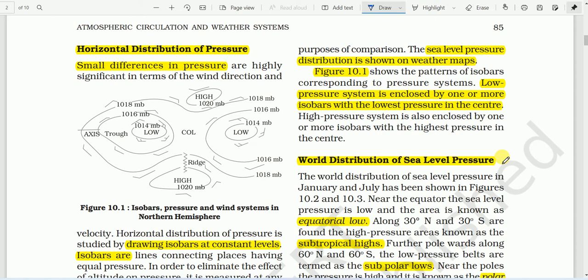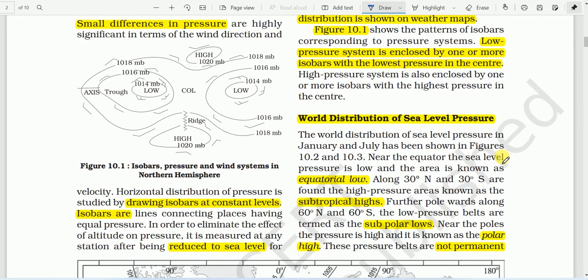Next we have the horizontal distribution of pressure. Small differences in pressure are highly significant in terms of wind direction and velocity. If there is a small difference in the pressure, then there will be movement of the air, and that is very, very important. On the map, horizontal distribution of pressure is studied by drawing isobars at constant levels. So these lines are known as isobars. What are isobars? Isobars are lines connecting places having equal pressure.